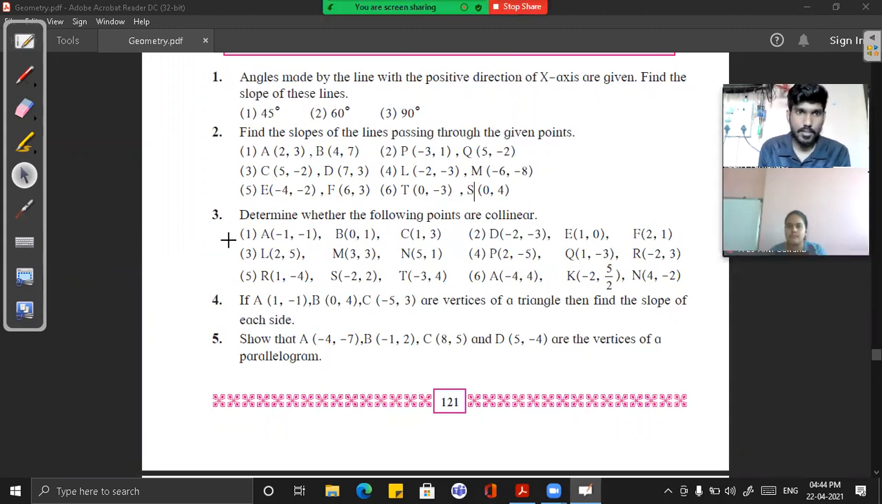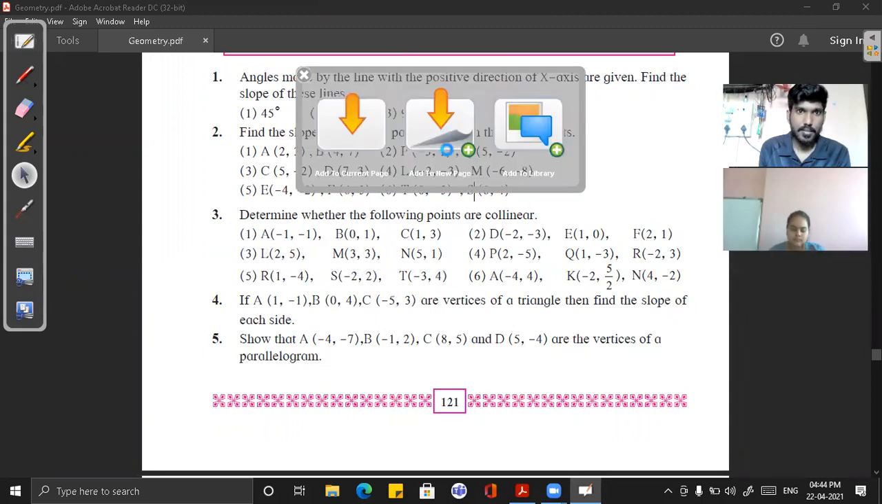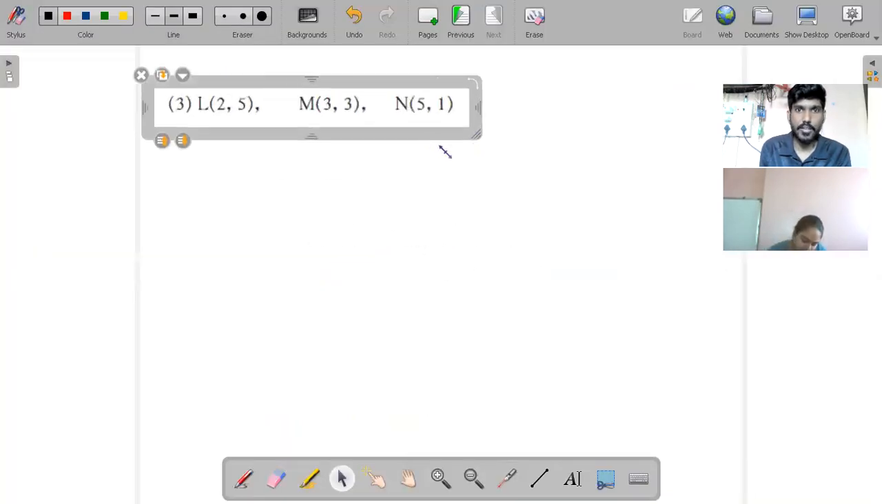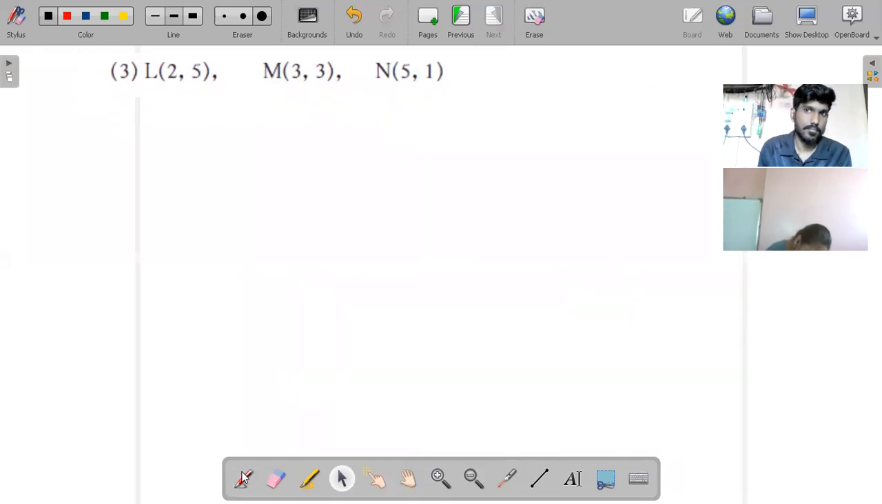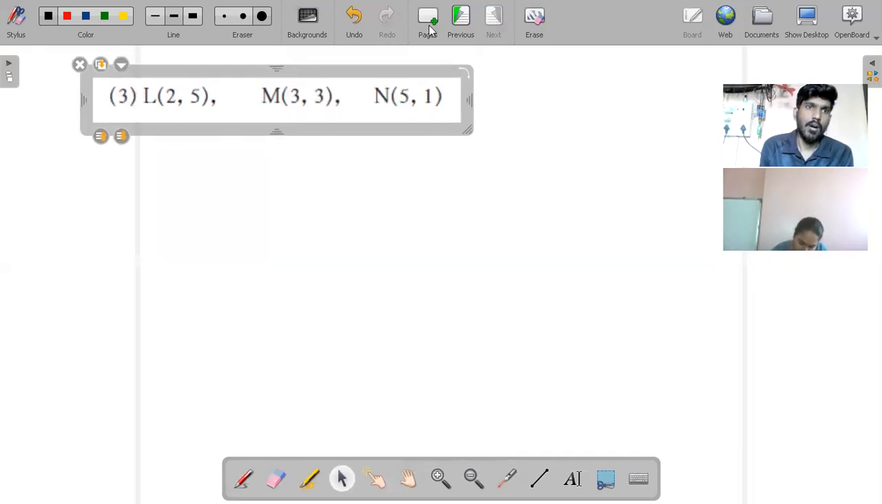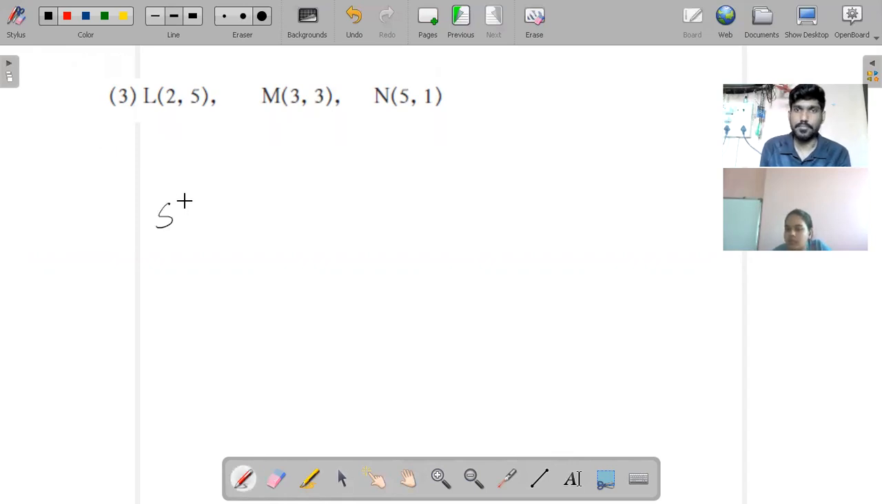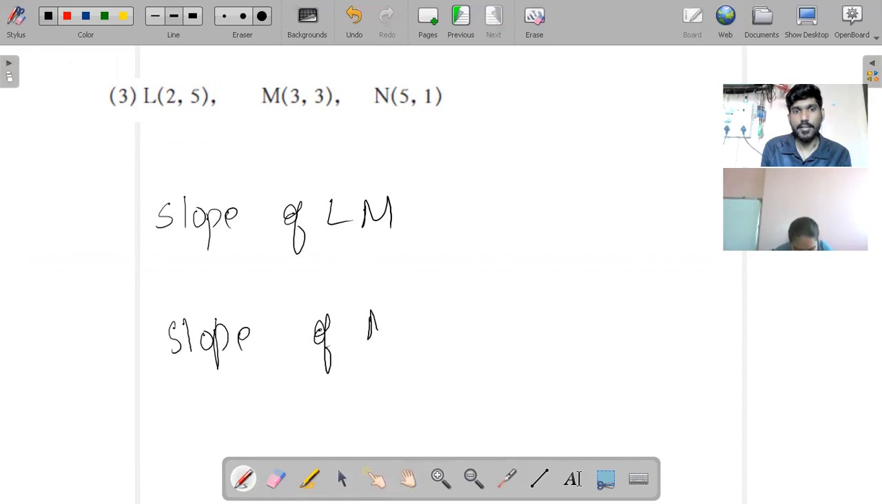Can you do the third one? Can you tell me whether this is collinear or not? So I should find LM and MN. Yes. Slope of LM and slope of MN.